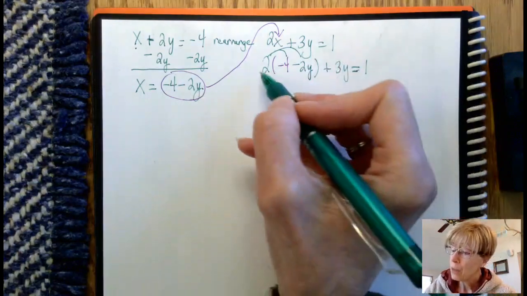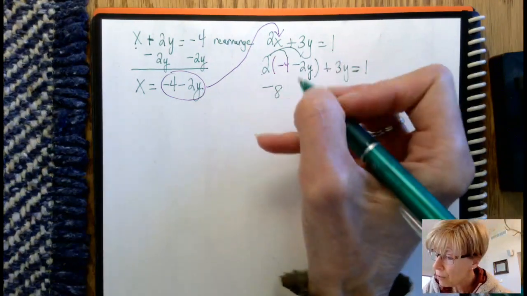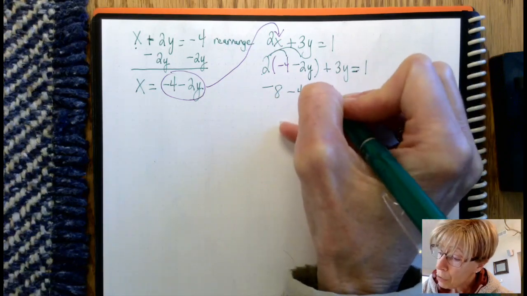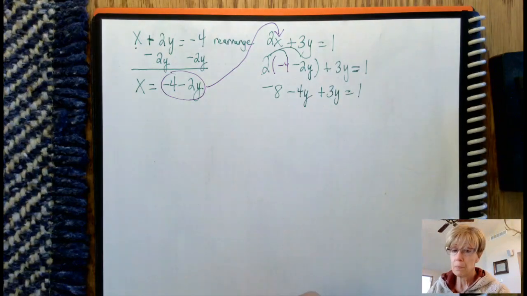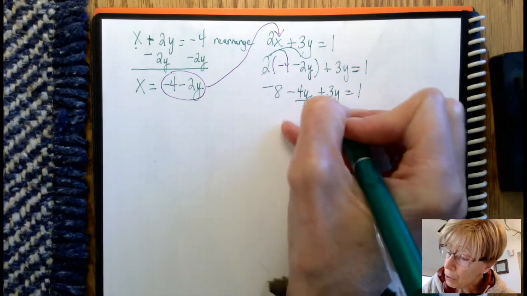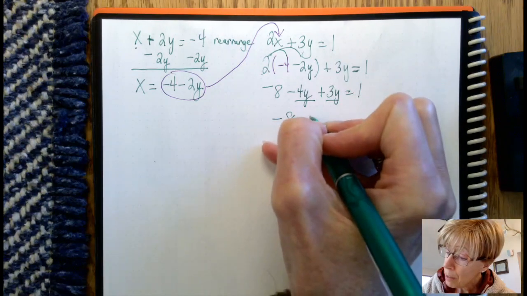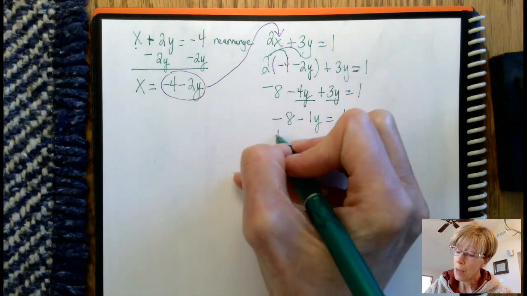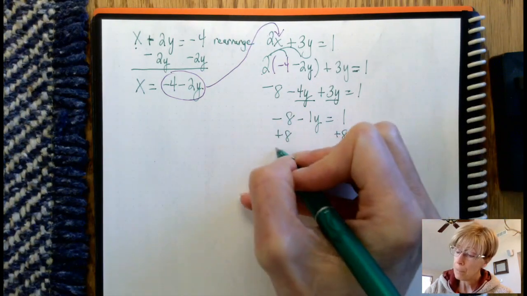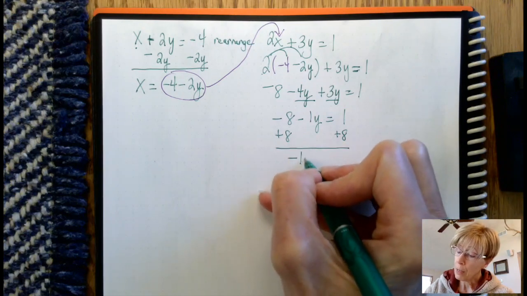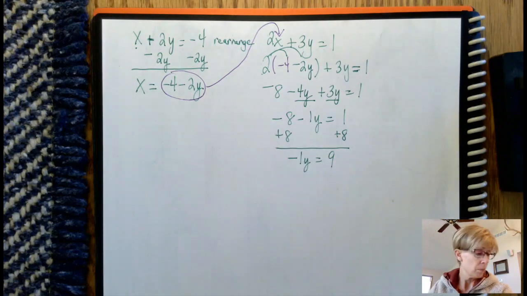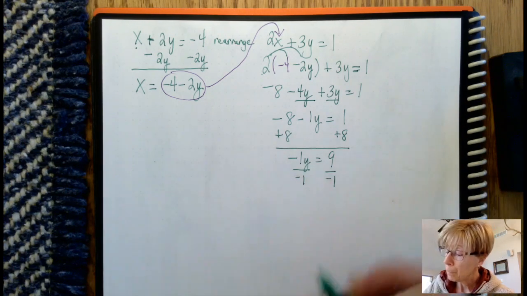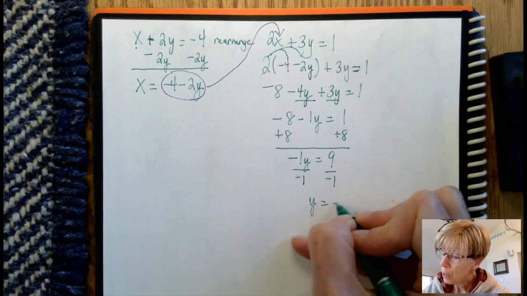Here and here, 2 times -4 is -8. 2 times -2y is -4y, plus 3y equals 1. When we combine like terms here, we get -8 minus 1y equals 1. We're going to move the 8 to the other side, and we end up with -1y equals 9. And then finally, we're going to divide both sides by -1. So y equals -9.